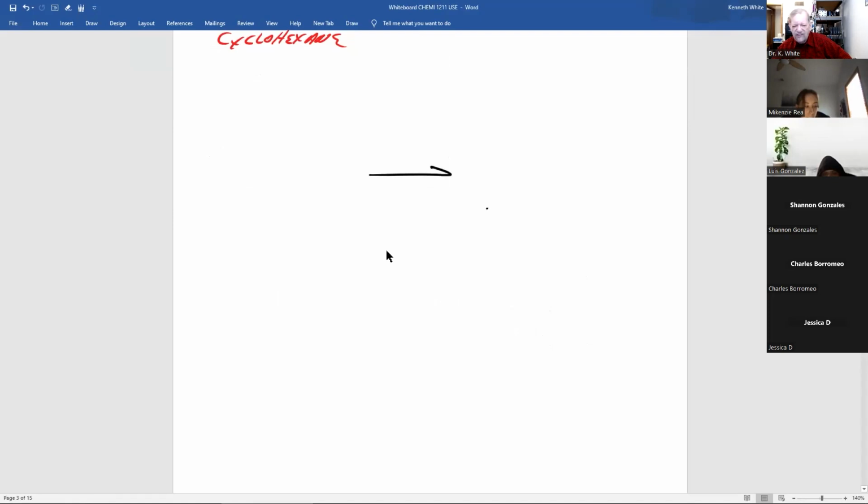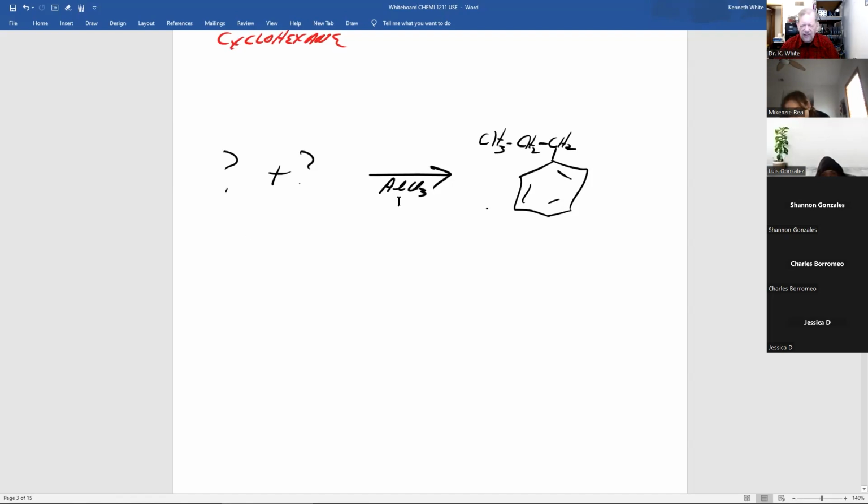And as I said on test one, there's one synthesis problem. And here's that one. Why don't you try this one? What two starting materials would I react with aluminum trichloride to make this compound? Your turn.